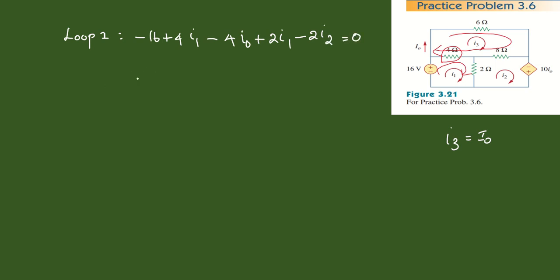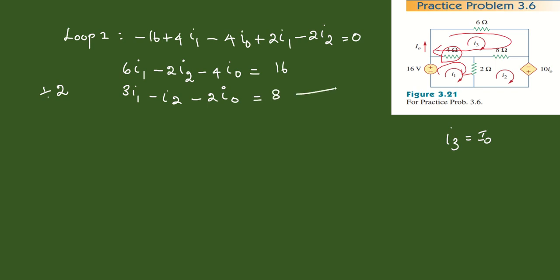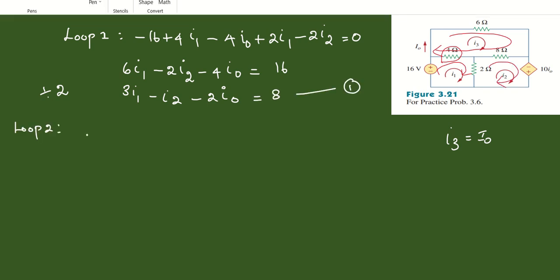From this, you can write it as 6 I1 minus 2 I2 minus 4 I0, that is equal to 16. If you divide this by 2, then I can write this as 3 I1 minus I2 minus 2 I0, that is equal to 8. So this is our first equation.